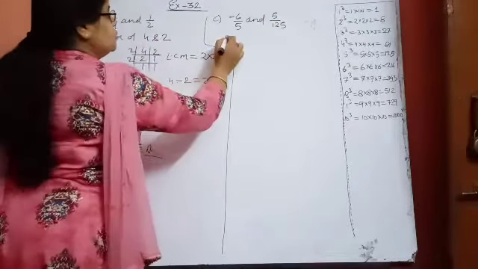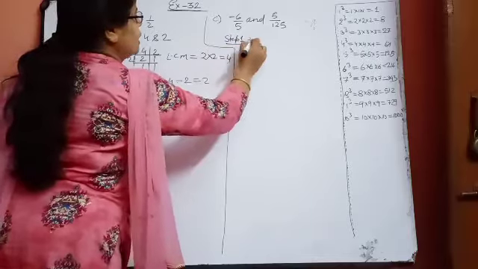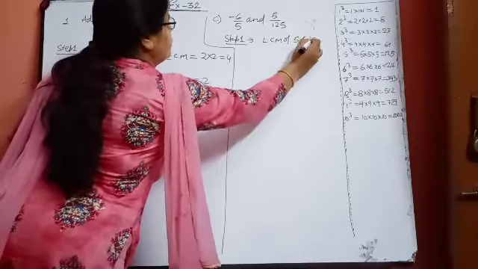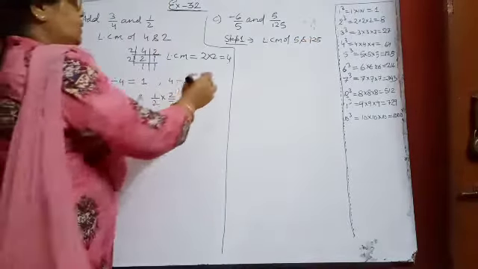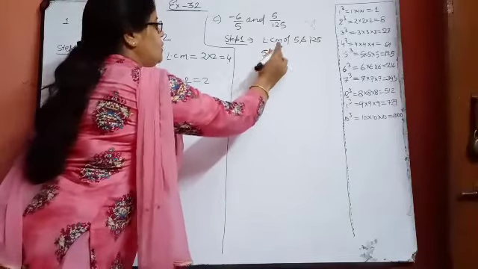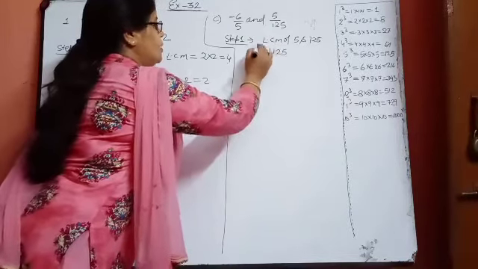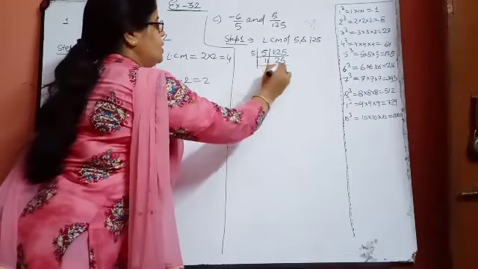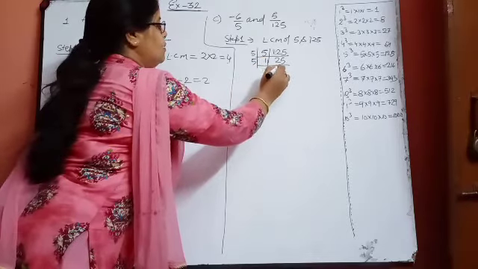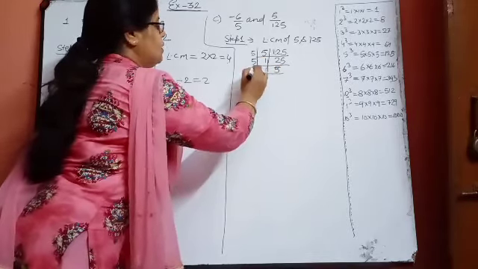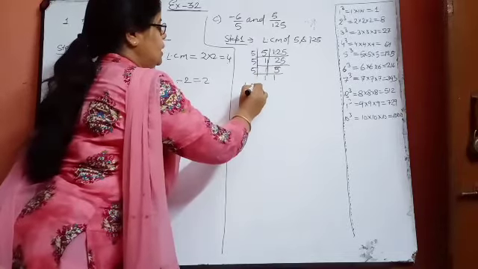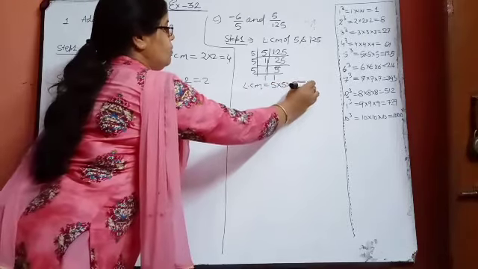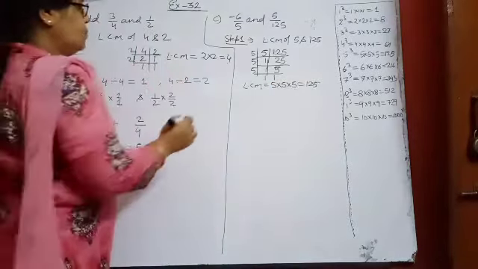Step 1 is to take the LCM. LCM of whom? Of 5 and 125. Take 5, 125. 5 ones are 5, 5 fives are 25, 5 twenty-fives are 125. Then 5 ones are 5, 5 fives are 25. Then 5 ones and 1. So the LCM will be 5 into 5 into 5, which means 125.